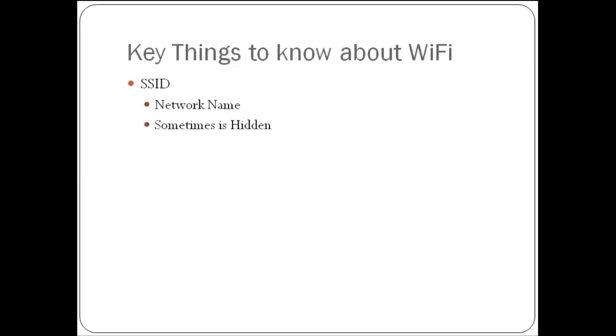First, Wi-Fi has an SSID. This is really just a network name, and it's an identifier for your network. When you first got your router, or your access point, this was probably called Linksys or Netgear. On a properly set up network, this should be hidden, and this prevents people from just randomly connecting to your network.